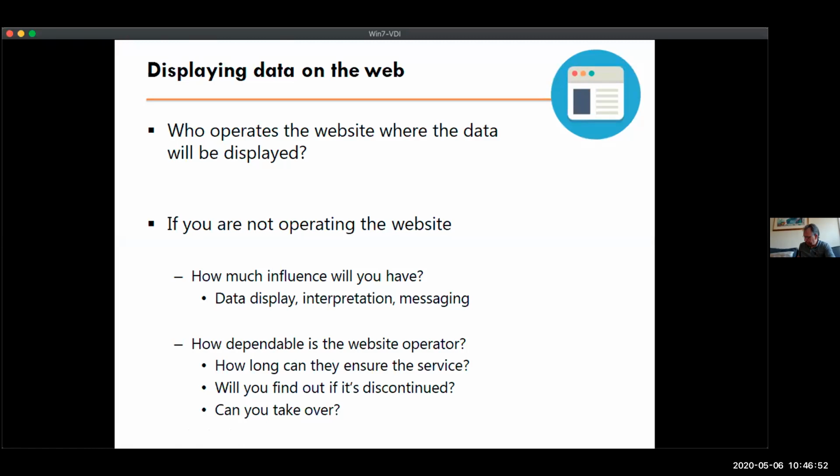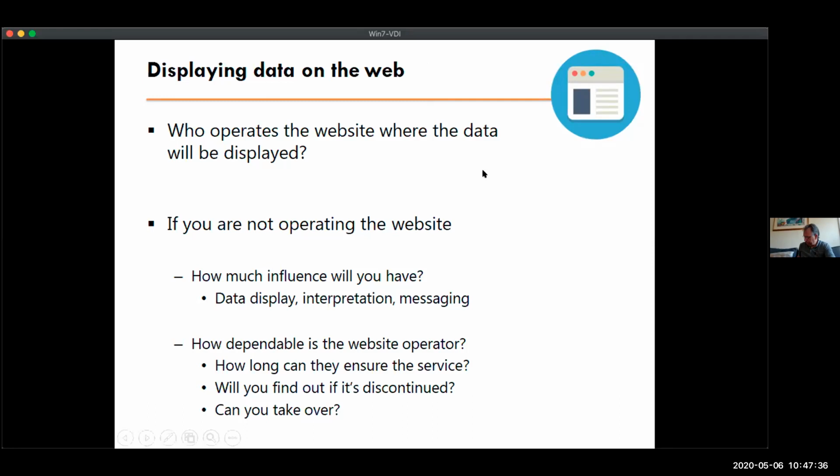And if you're not operating the website, you have to have a community partner or whoever is running the project on data display, interpretation, and messaging. You've seen examples of air quality sensor companies come and go, which means that the data is collected and then gone. And that leads to how dependable your website operator is. So can they ensure that the data is going to be public and that it is going to live even if they have some financial difficulties, or they have to be acquired, or they close down? What will happen if it's discontinued? And do you have the capacity to take it over and continue working on your project and keep these monitors online as well?